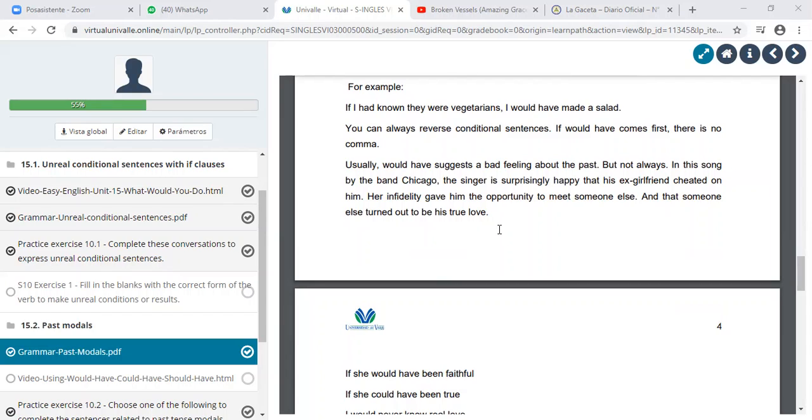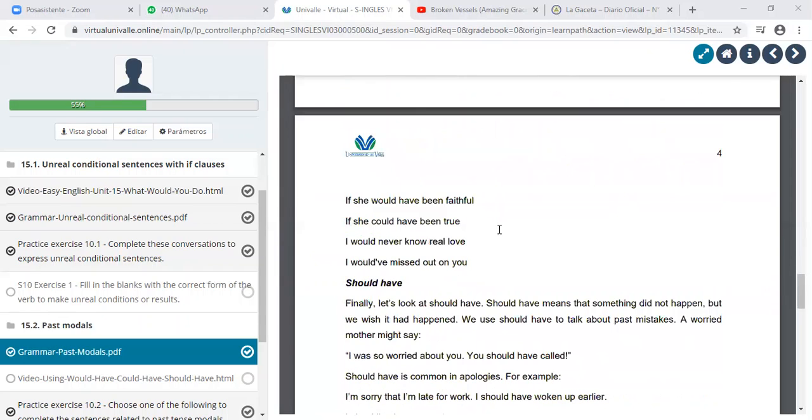Okay, her infidelity gave him the opportunity to meet someone else, and that someone else turned out to be his true love. If she would have been faithful, she could have been true. I will never know real love. I would have missed out on you.